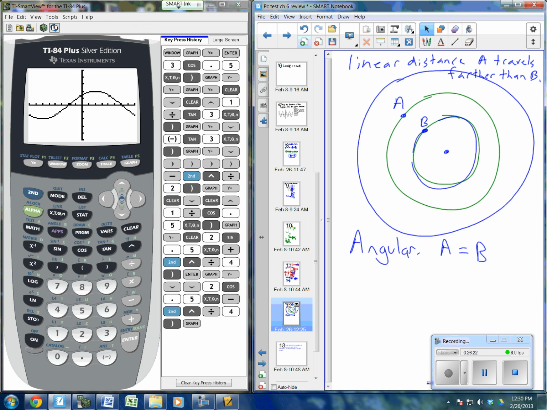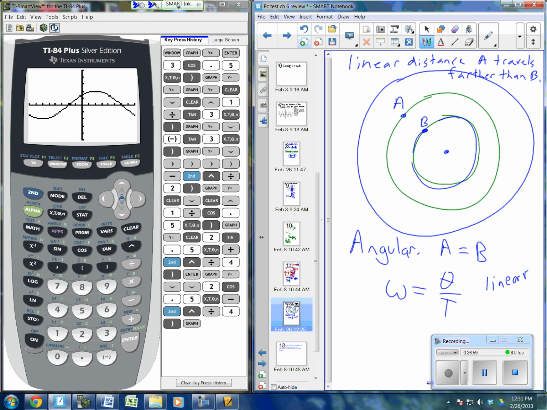So anyway, they have these two formulas right here. The angular velocity formula is this little letter, I think it's called omega, equals theta over t. Theta is the angle in radians, and t is time. So you can figure out a problem if you just know that formula. This is the angular velocity formula. Okay?